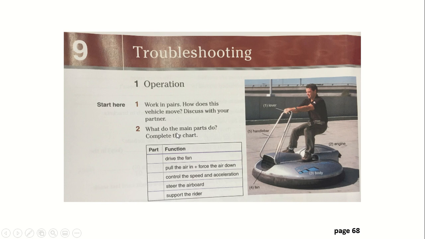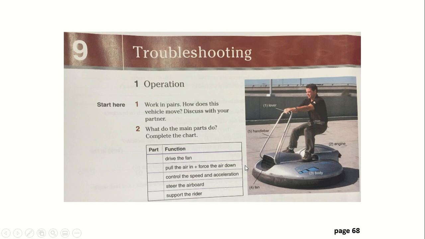Okay, now what we need to do is to see these parts, write the number of the part next to the function of each one of them. Function. So drive the fan, pull the air in and force the air down, control the speed and acceleration, steer the airboard, support the rider. Rider is the person who rides.